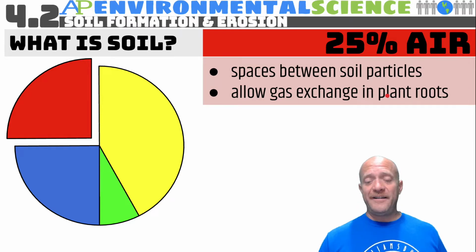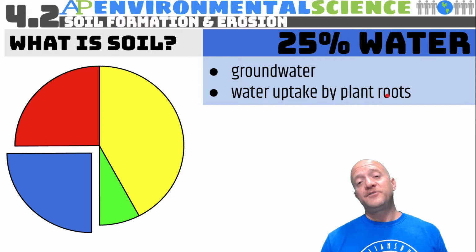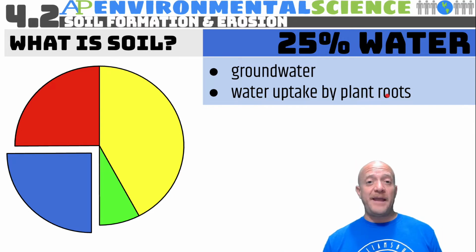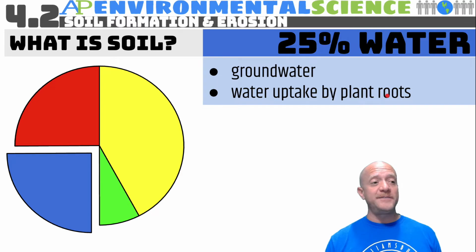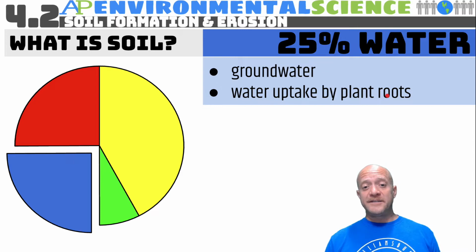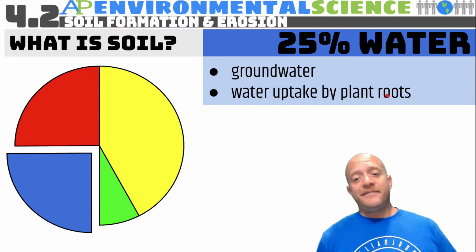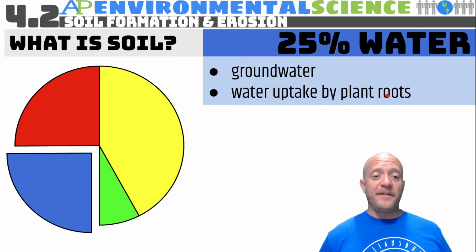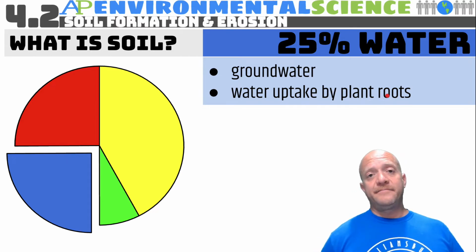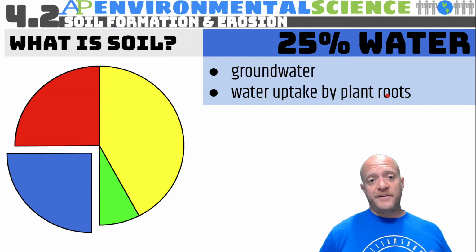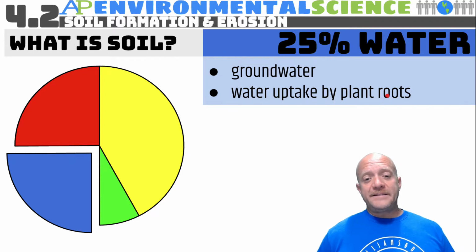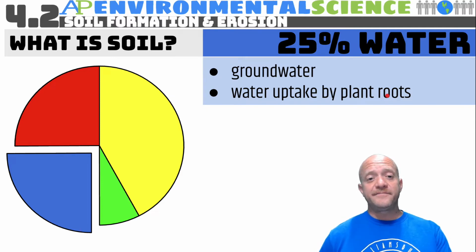Just like there is air in the soil, there is also water. So 25% of the soil is made up of groundwater, and the groundwater is basically water sticking to the little soil particles. It's residing in the spaces between the particles, and it allows for water uptake by the plant's roots. So groundwater is just the layer underground that another word for it is aquifers. We'll talk about those in the future, but basically it just holds water between the spaces in the soil particles.